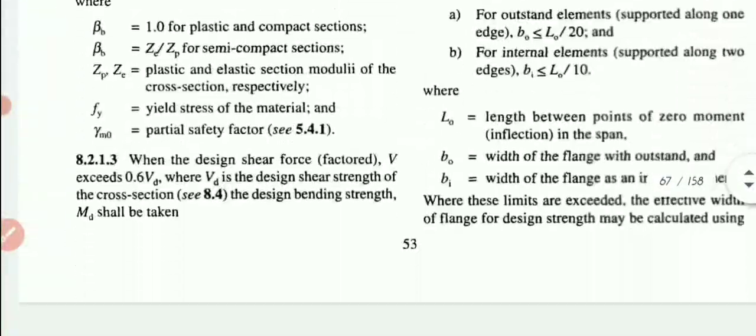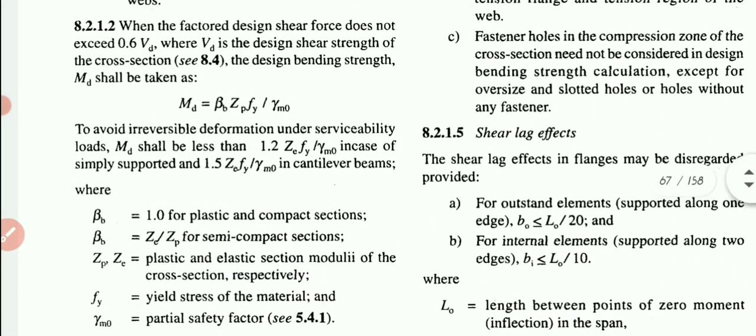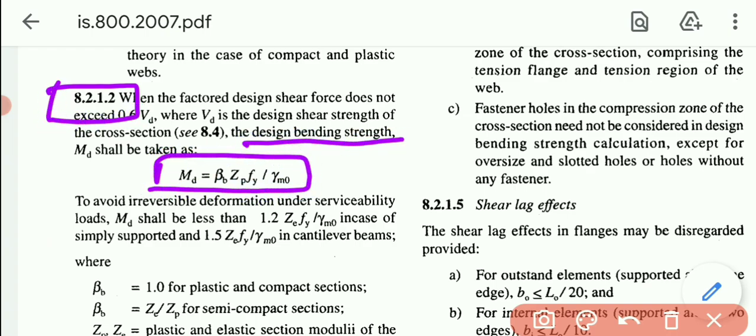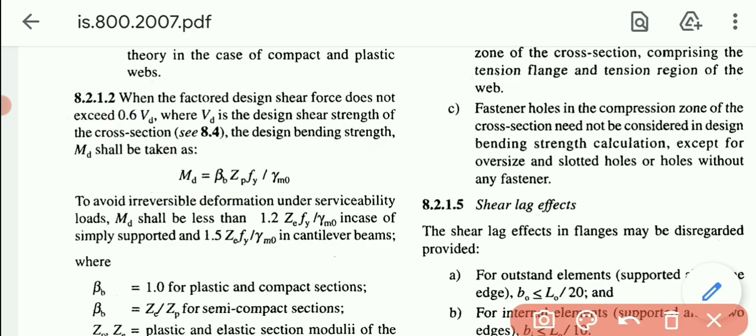Sorry, now we are on page number 53. The clause is over here, 8.2.1.2. For design bending strength, the formula is Md equals beta b Zp fy by gamma m0. That's the formula of MdZ1.